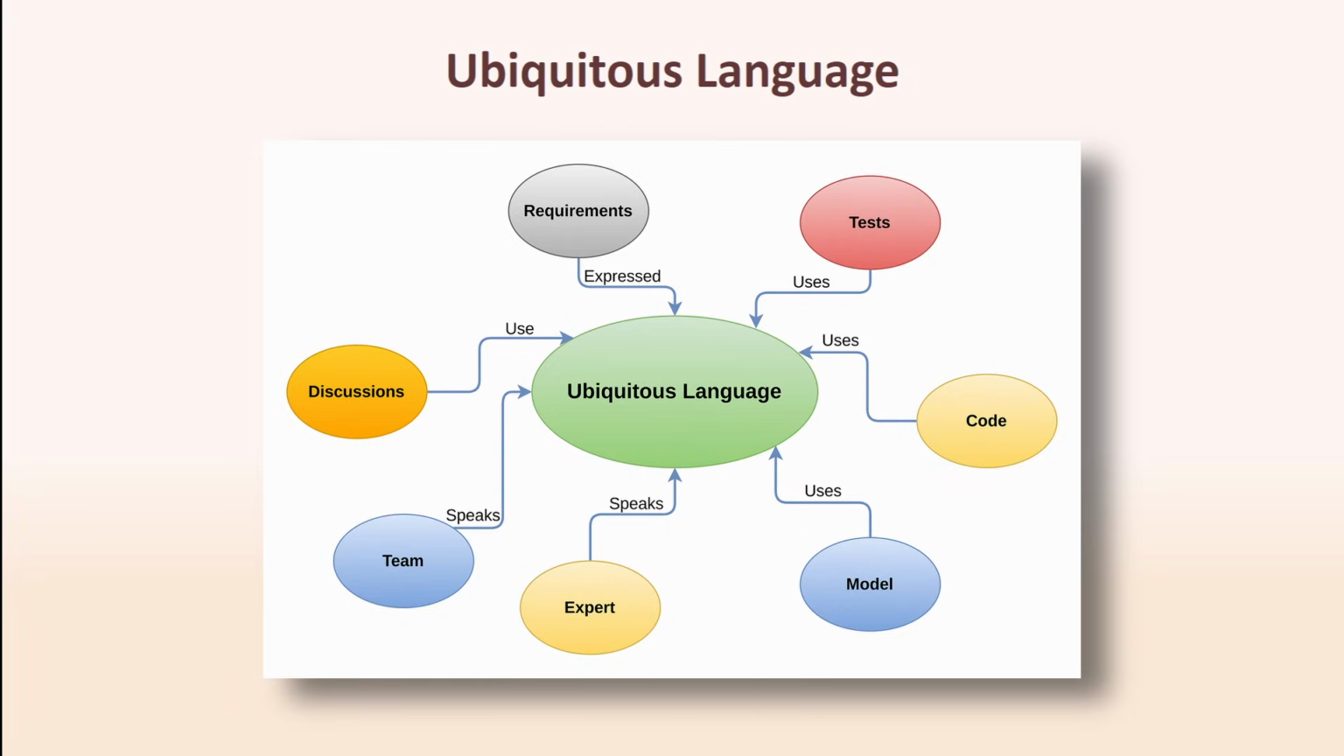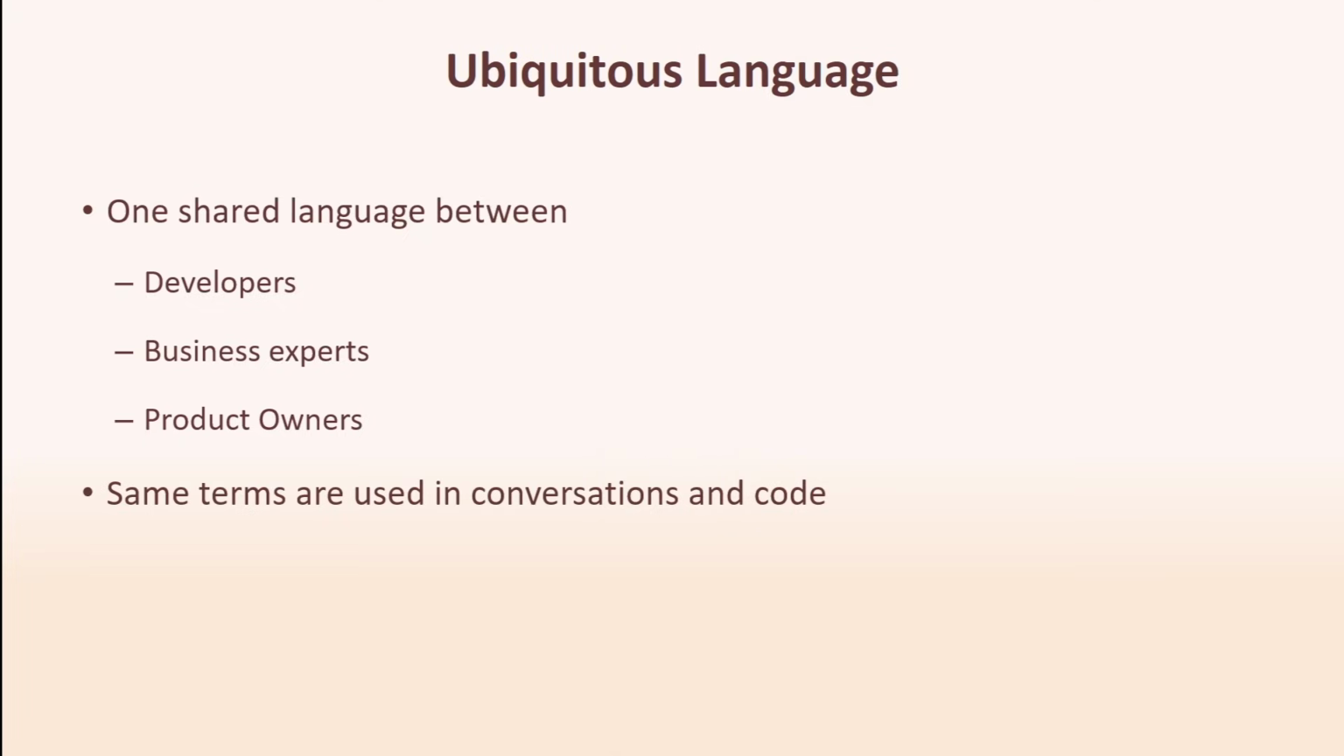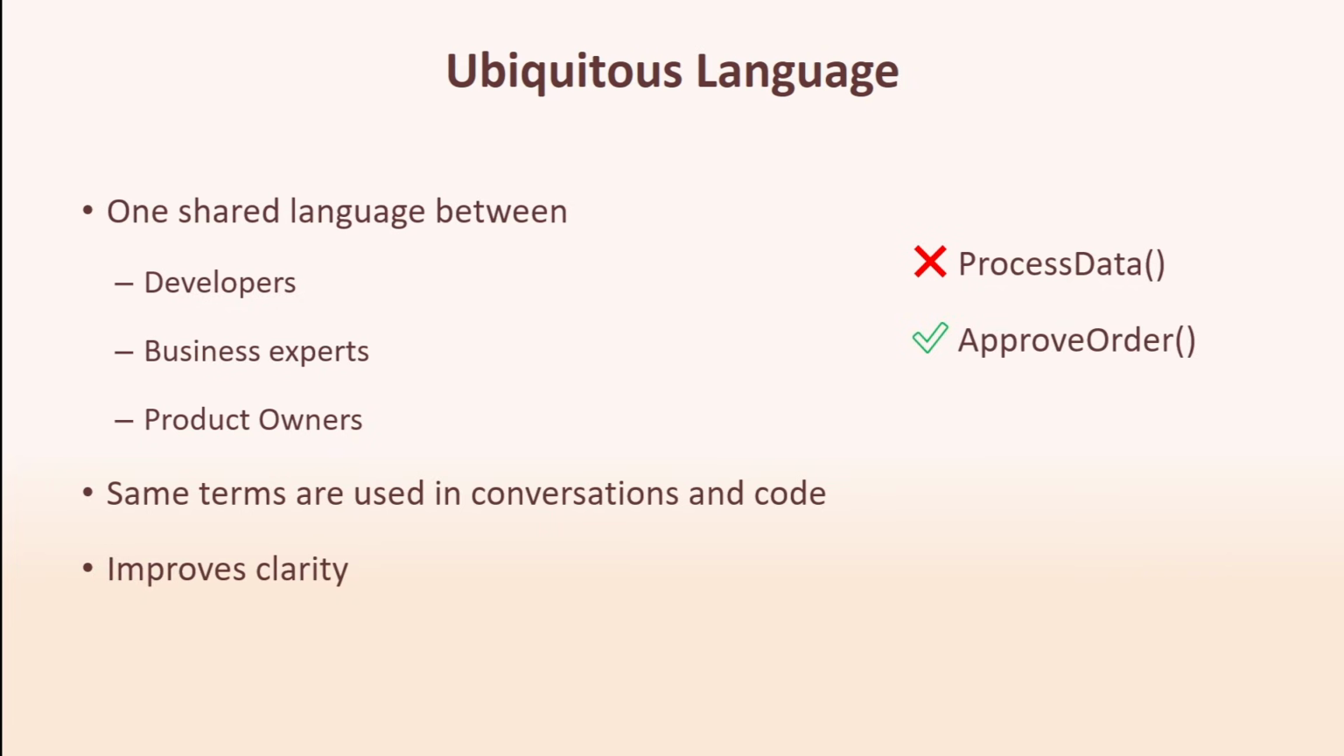One of the most powerful ideas in domain-driven design is something called the ubiquitous language. It means everyone involved, developers, business experts, and product owners, uses the same terms to talk about the system. These terms are not just used in meetings, they are also used directly in the code. This improves clarity and reduces confusion between different stakeholders. The key idea here is to name things correctly. If a concept exists in the business, it should also exist in the code with the same name.